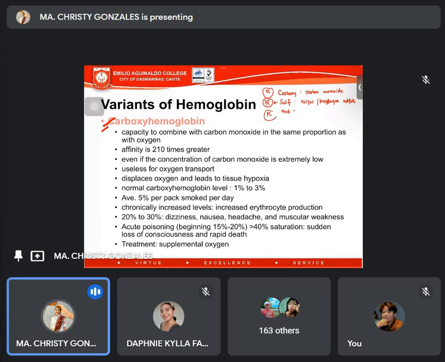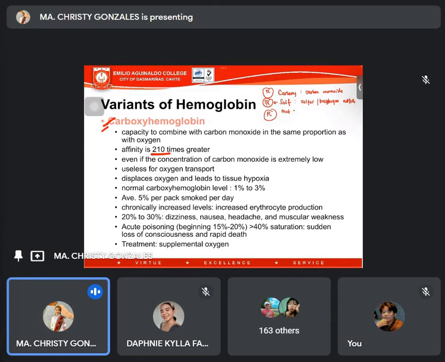We're in carboxy, when the hemoglobin binds with carbon monoxide, which, by the way, have higher affinity. 200 times greater ang affinity, no, ng carboxy, of our carbon monoxide compared to oxygen.